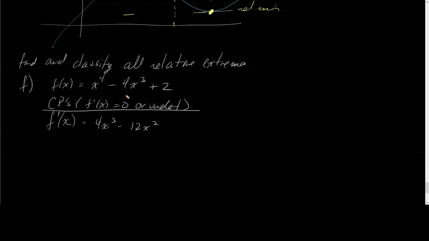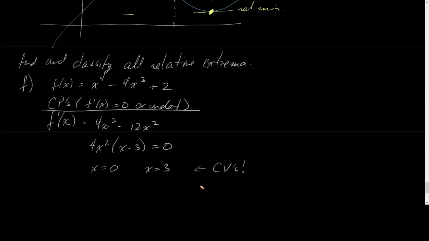To figure out critical points, I'm going to set this equal to 0. So I'm going to factor this: 4x squared times x minus 3 is equal to 0. And that tells me that either x is equal to 0 or x is equal to 3. From this first part, x is 0. From that part, x is 3. So there we go, we've got our two critical values.